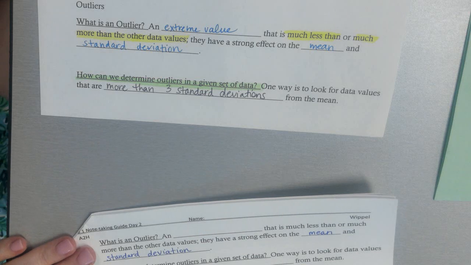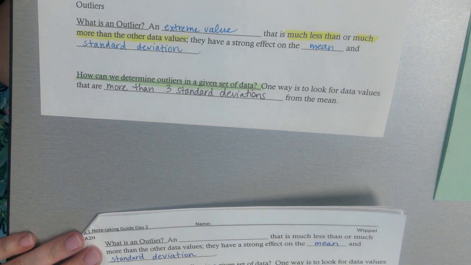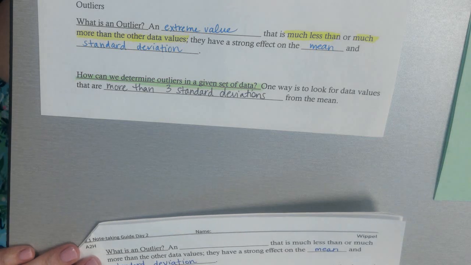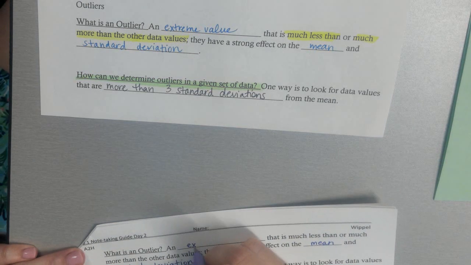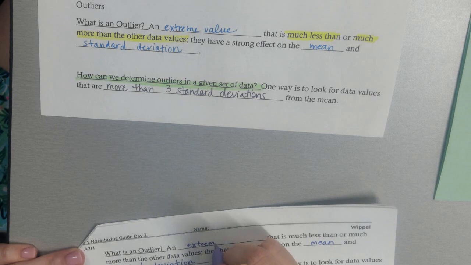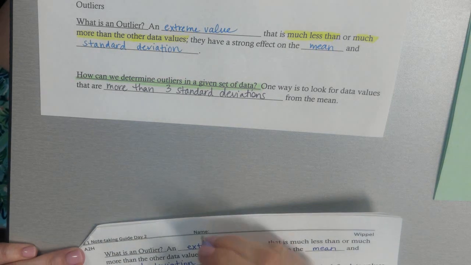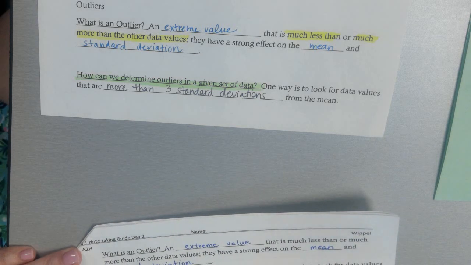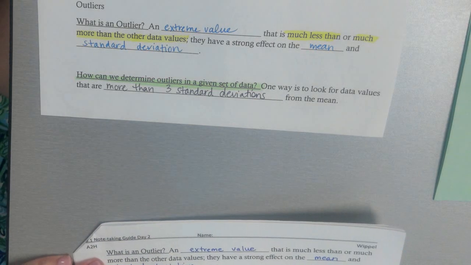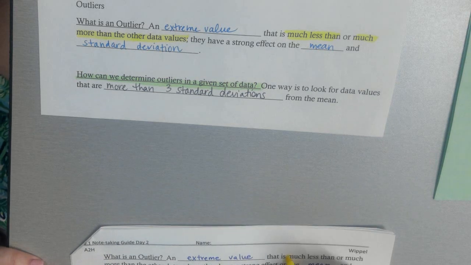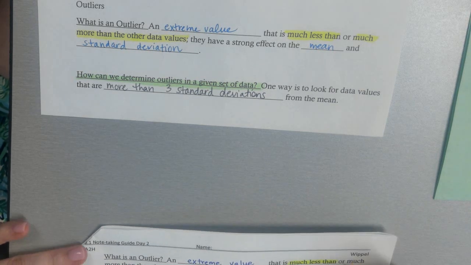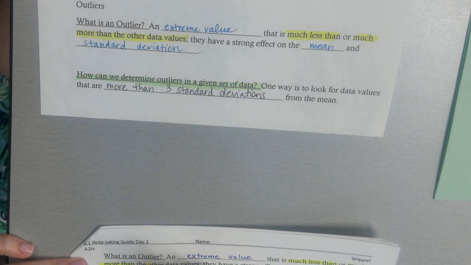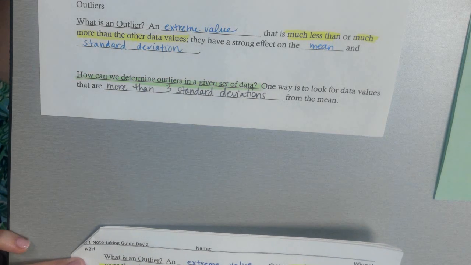Okay, so notice that even with our box and whiskers plots that we made, is the mean on the box and whiskers plot? Nope. So a lot of times people look at the average to gauge a set of data, but sometimes it's actually the median that's a lot more valuable. Okay, so it's either much less than or much more than the other data values.